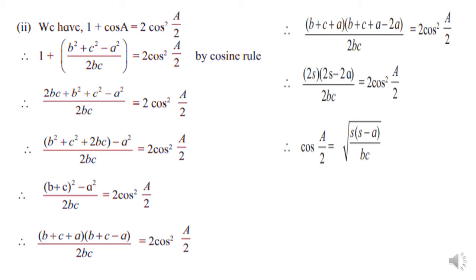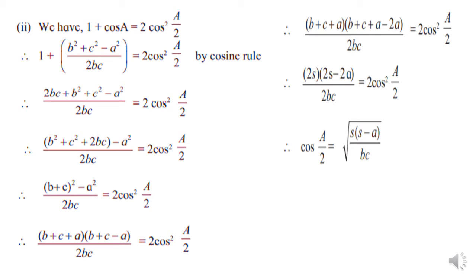Then, in the next step, as you can observe, b plus c plus a, the first bracket, is left as it is. In the second bracket, we add and subtract a, so that we get b plus c plus a, which becomes minus 2a. Write in your book and see whether you understand it. And then, we remember that a plus b plus c is 2s. So we get the first bracket as 2s, the second bracket as 2s minus 2a upon 2bc.